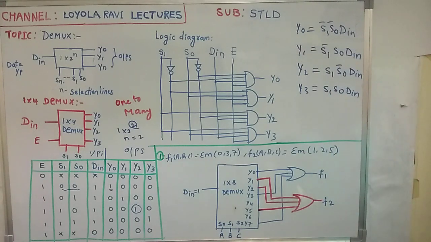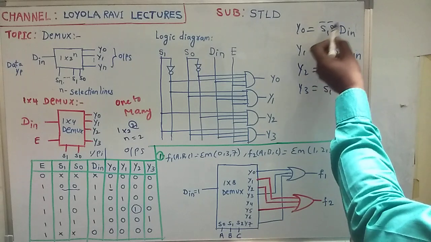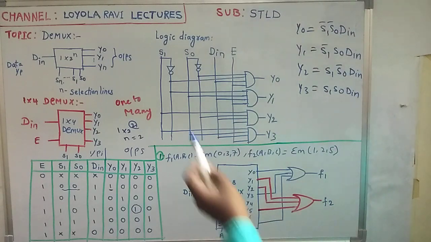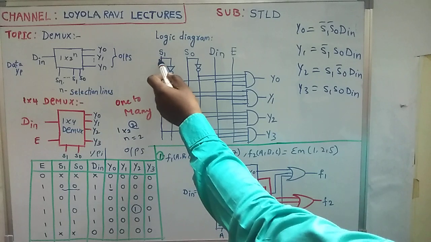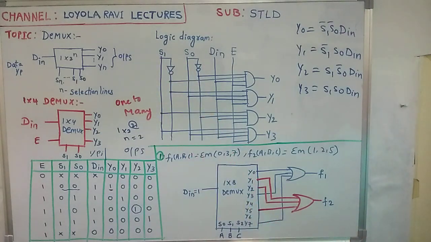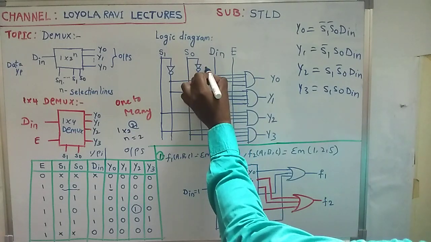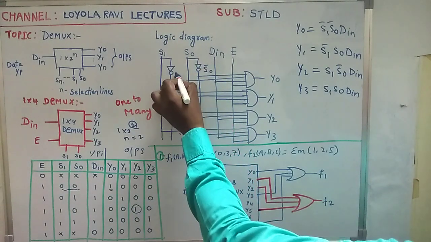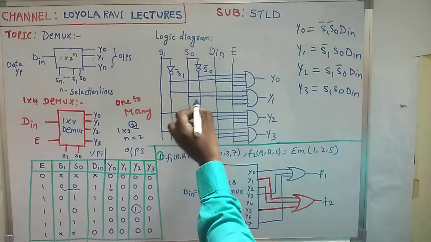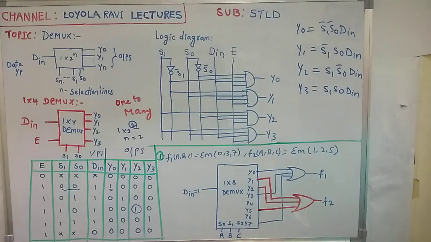These are Boolean expressions. Even without writing these Boolean expressions, you may draw the logic diagram. If you observe these Boolean expressions, here we have S0 bar and S1 bar also. That's why I am taking S1 as the input, S1 bar also as input. That's why I am using a NOT gate. Again S0 as input, S0 bar also. This is S0 bar, and this is S1 bar. And D in and enable are the inputs. So from these expressions you may write the logic diagram.